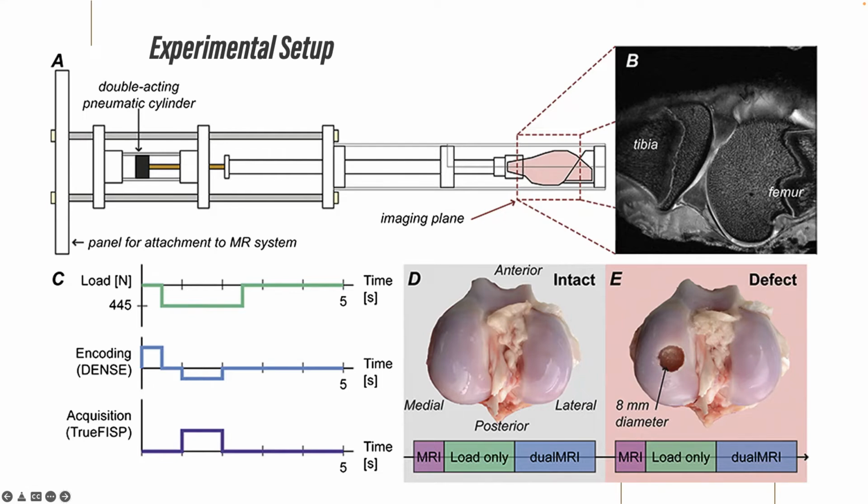And so our study was essentially to do standard MRI of the intact joint, load it until it hit the quasi-steady state load deformation response, and then perform dualMRI, which is displacements under applied loading with MRI, in order to measure the displacements in the cartilage. And after that first study was complete in the intact joint, we would open up the joint, create this defect, and then repeat the experiment shortly afterwards.